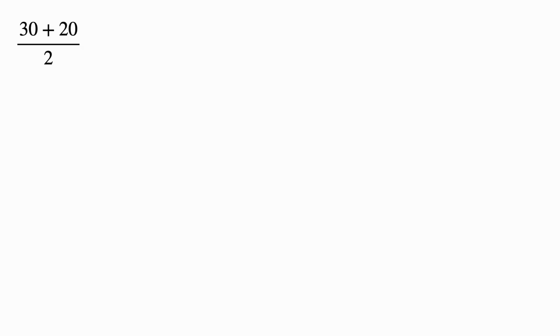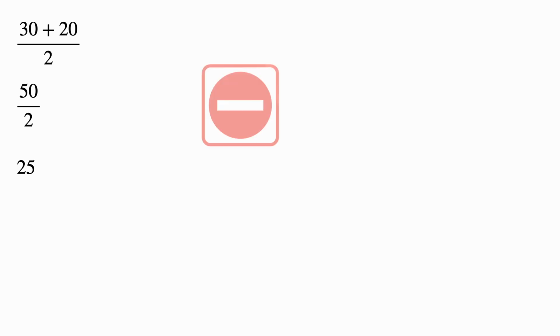How can we solve this? Can we take the average, or sometimes called the mean, to solve this problem? So if we set this up and get the average with 30 plus 20 over 2 as our equation, 30 plus 20 equals 50, over 2. To get the average, we do 50 divided by 2 to get the answer of 25. Sorry, that is not the correct way to solve this problem.